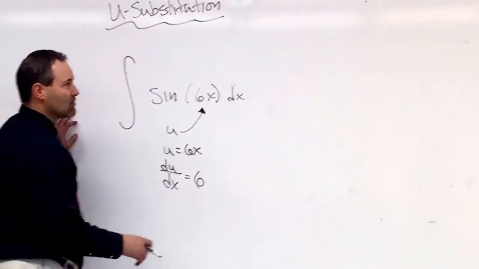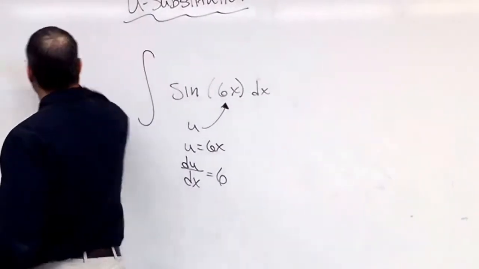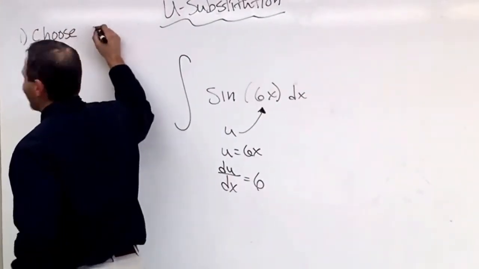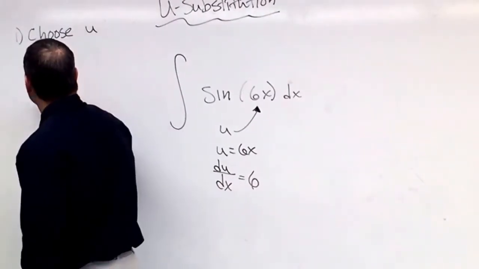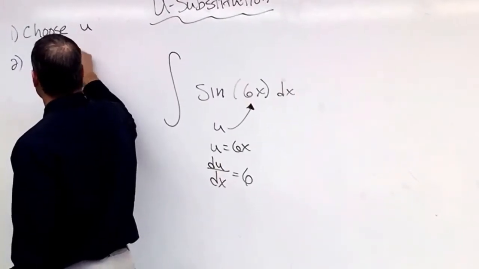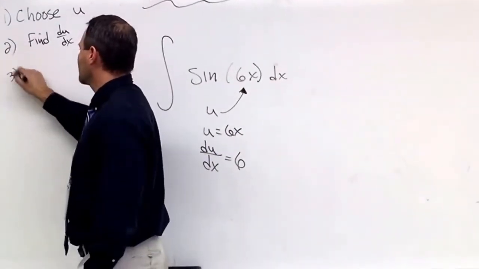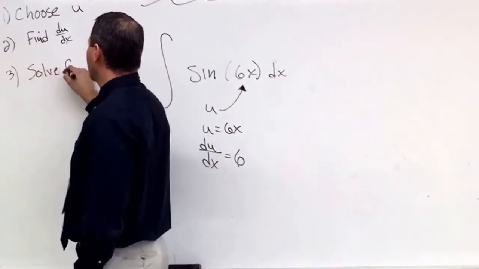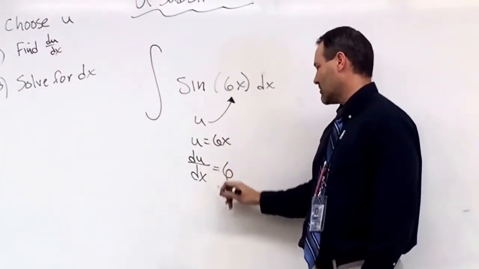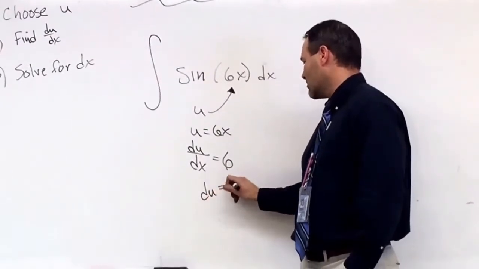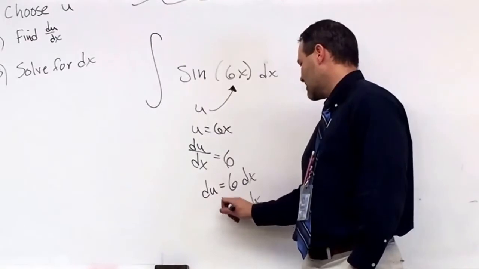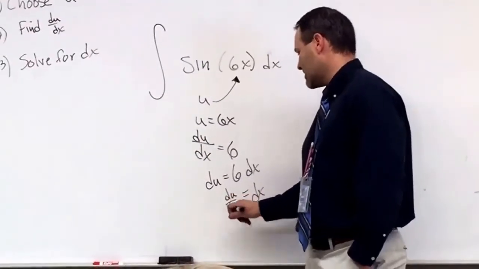And now we should probably do the steps: choose u, find du dx, solve for dx, which is what we're going to do. So I'll multiply by dx, so du equals 6 dx, so dx equals du over 6.